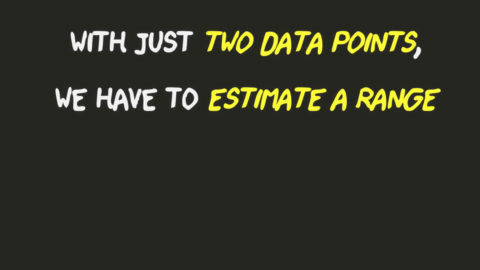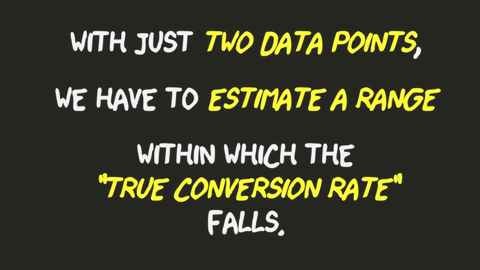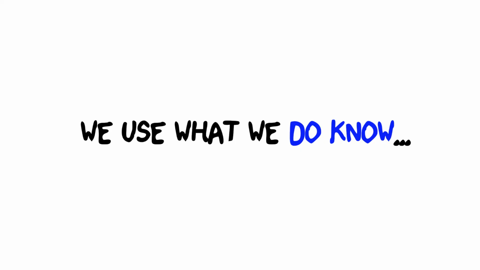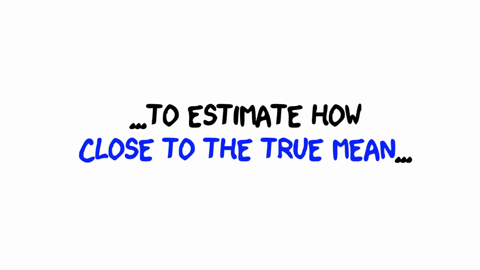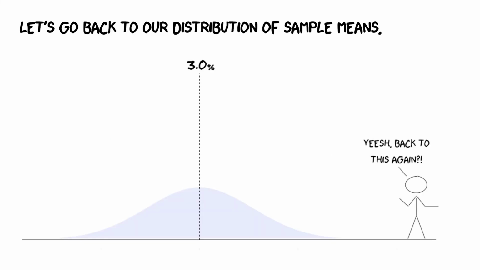And what we have to do is estimate a range within which the true conversion rate falls. We're not estimating the true conversion rate. We're estimating how close we expect that we are to the true conversion rate. We just don't really know in which direction we're within that range, or whether we're right on top of it. So we use what we do know to estimate how close to the true mean, the true conversion rate, each sample actually is.